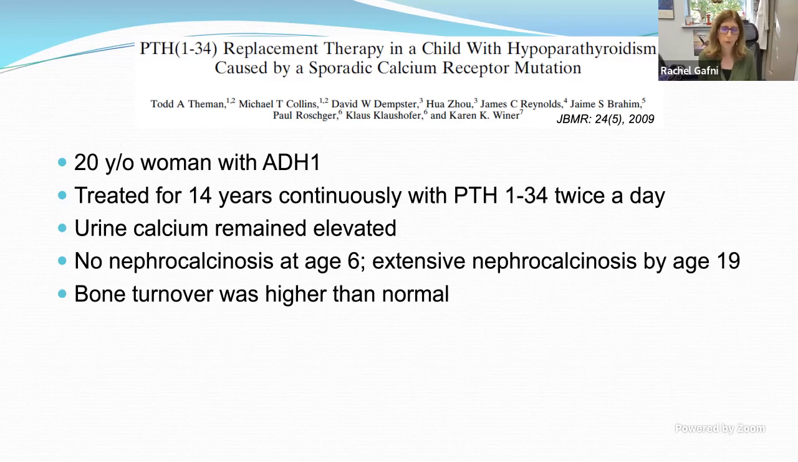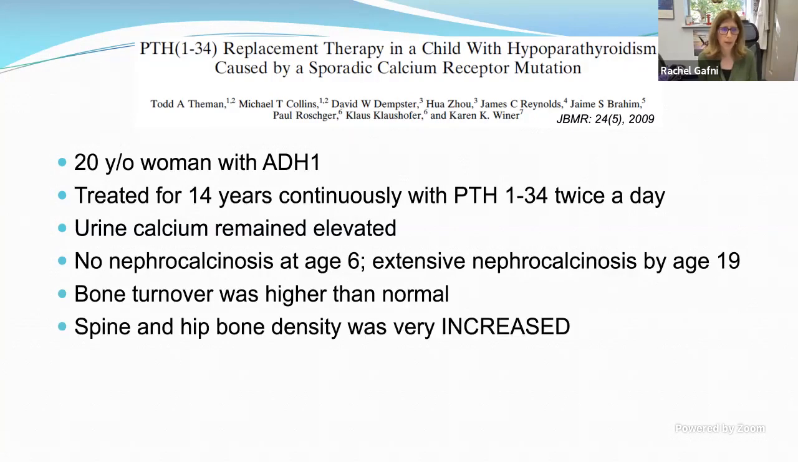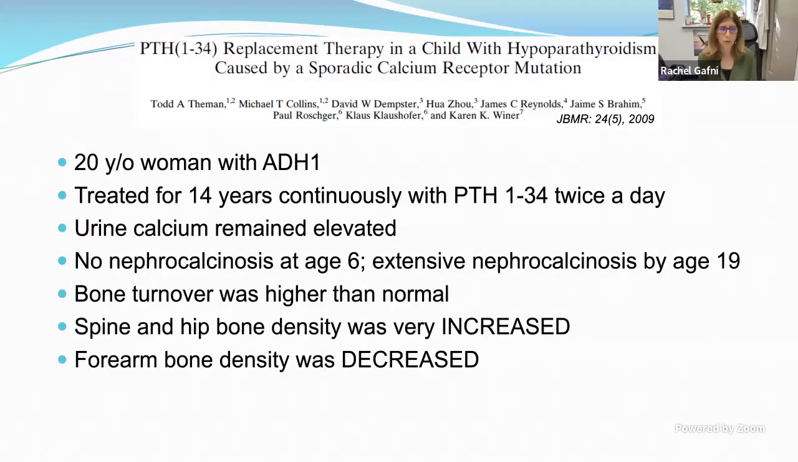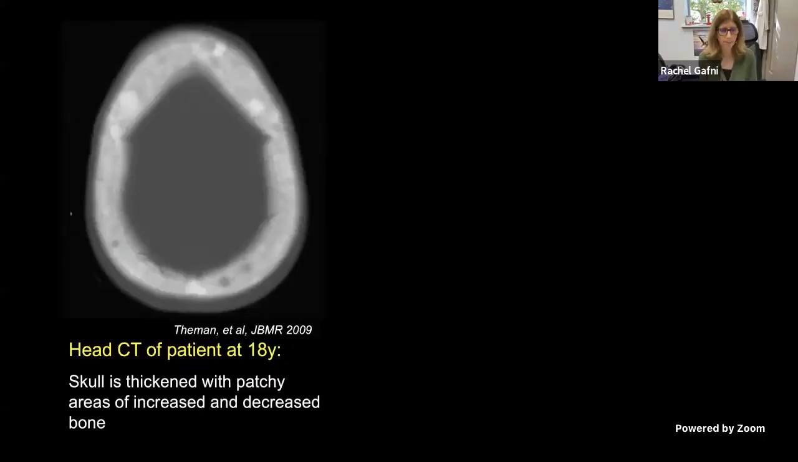Her bone turnover was higher than normal, and the spine and hip bone density was very increased with this PTH treatment. And her forearm bone density was decreased. So remember, PTH has these differing effects on the skeleton. That's why PTH is also used to treat osteoporosis, because some types of bone, it increases the bone density, and other types of bone, it decreases the bone density.